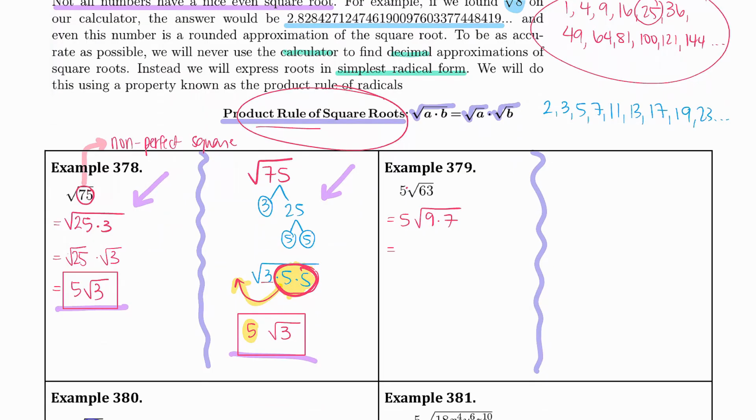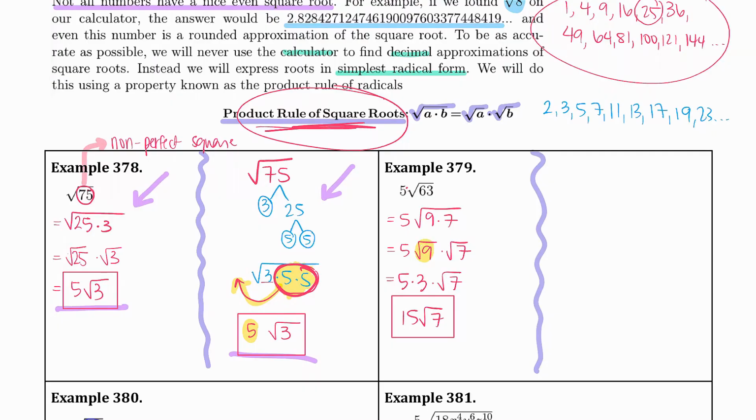Okay, my product rule of square roots right here says that we can rewrite it like this. The square root of 9 times the square root of 7. Well, we know that the square root of 9 is 3. It's a perfect square. That's why we chose that number. So we really have 5 times 3 times the square root of 7. If we simplify those numbers out in front being multiplied, 5 times 3 is 15, square root of 7.